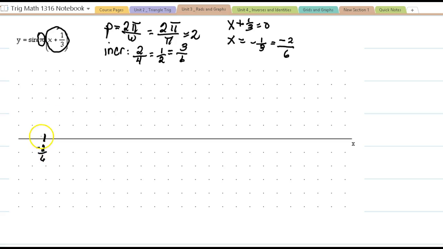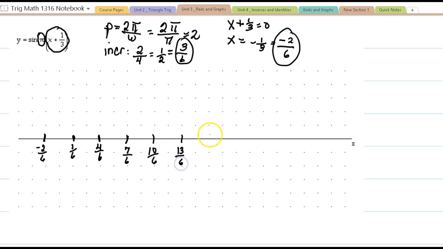Just to kind of stretch it out a little bit, I'm going to go here, and then I'm going to skip a spot and go here, and I'm going to add my negative 2 over 6 plus my 3 over 6, which is 1 over 6. Then I'm going to do the same increment and add 3 over 6 to my 1 over 6. I'm going to get 4 over 6. Same spacing, I'm going to add my 3 over 6 to my 4 over 6 and get 7 over 6. Same spacing, I add again, I get 10 over 6. Same spacing, and I get 13 over 6. Same spacing, and add 3, I get 16 over 6.